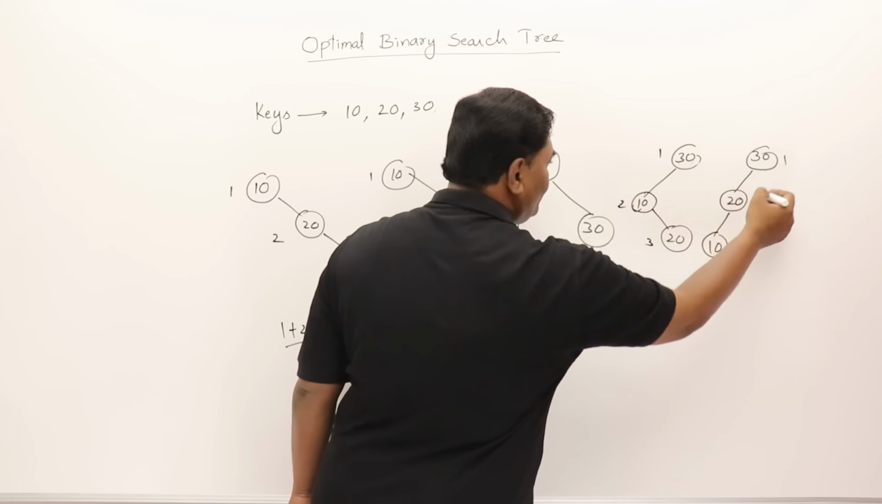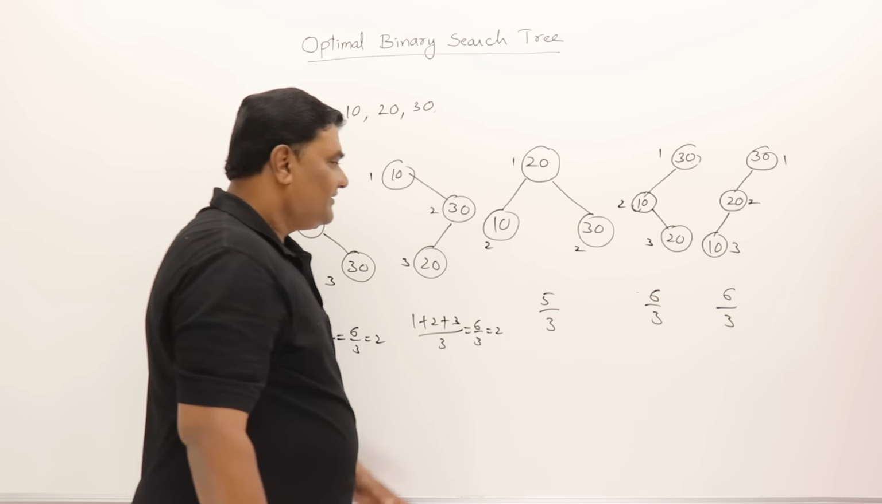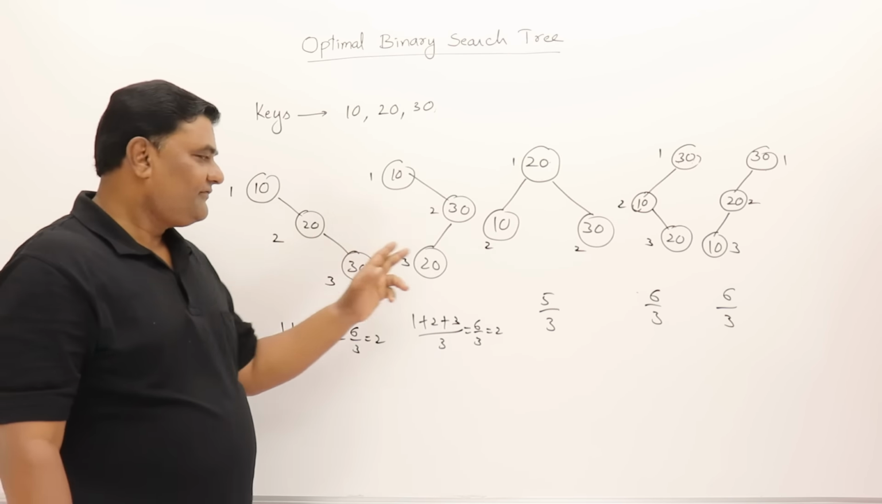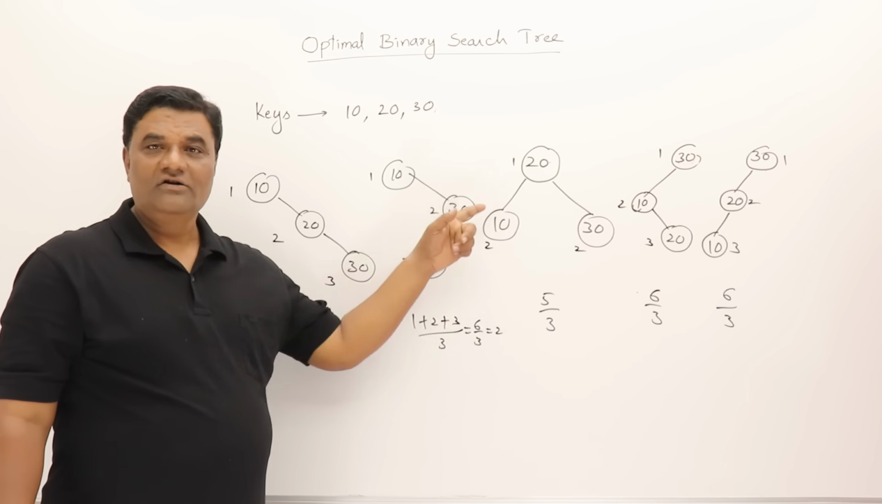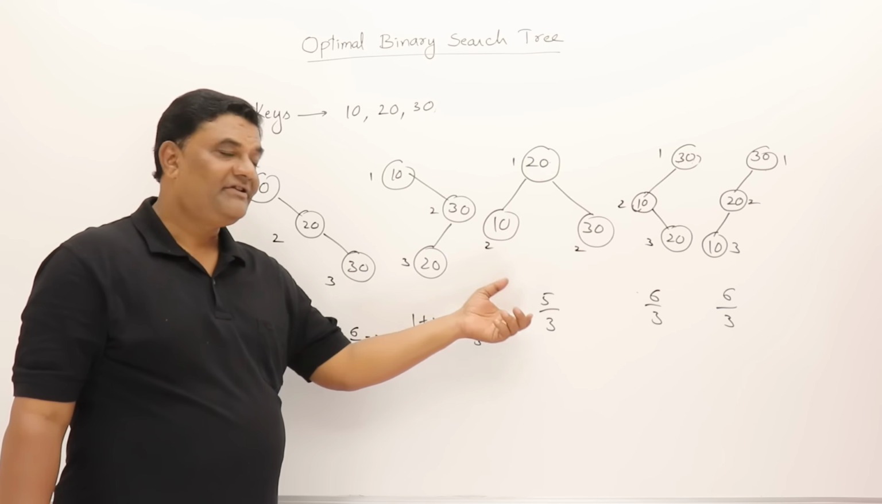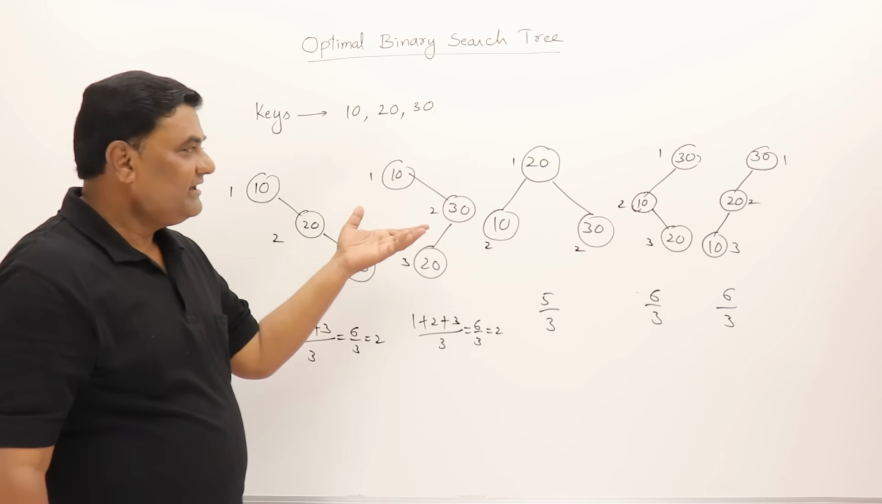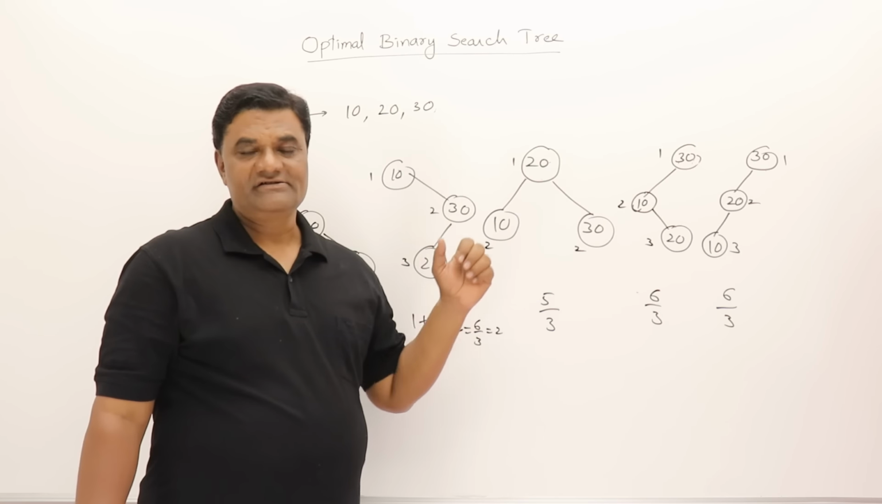1 comparison, 2 comparisons and 3 comparisons. So this is also 6 by 3. So you can see that out of these 5 trees, in one of the trees I got fewer comparisons. That's average of comparisons is less. So that's what this is, a balanced binary search tree.